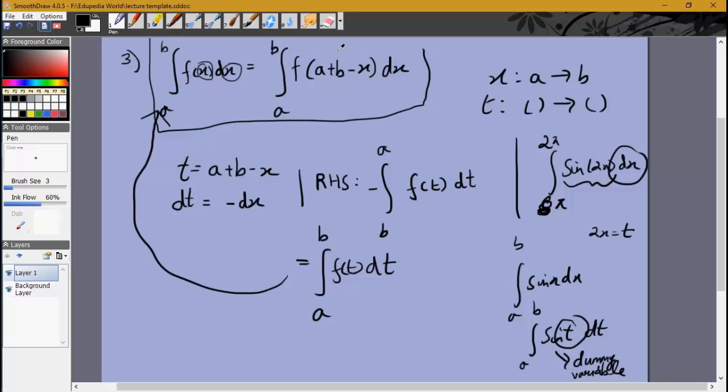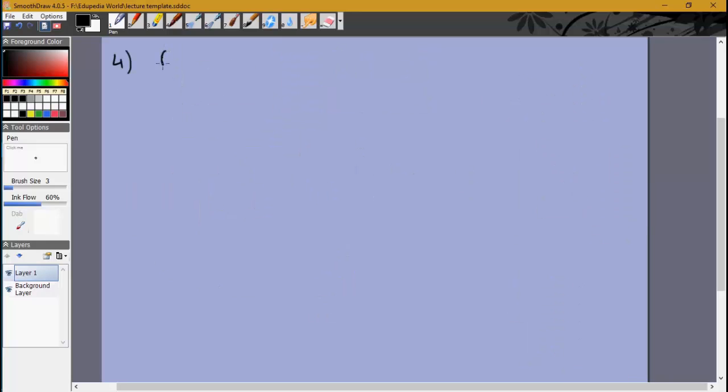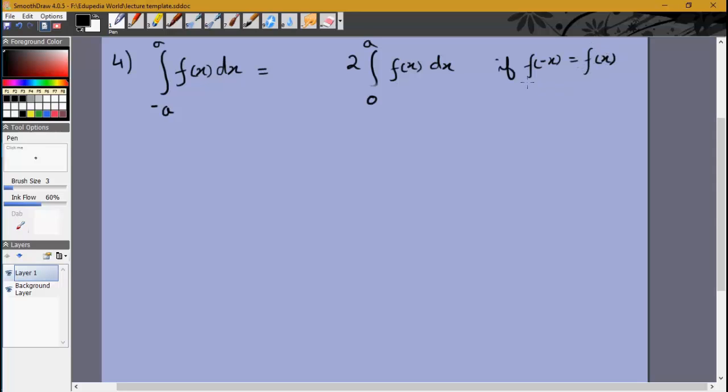And let's look at one final property. The integral from minus a to a. Often we'll have integrals of this form from, let's say, minus 10 to 10 or minus pi to pi. f of x dx is equal to, now there are two cases here, twice the integral from 0 to a f of x dx if f of minus x is equal to f of x. This is also written by saying f of x is even.